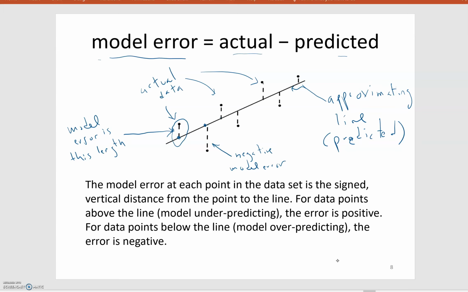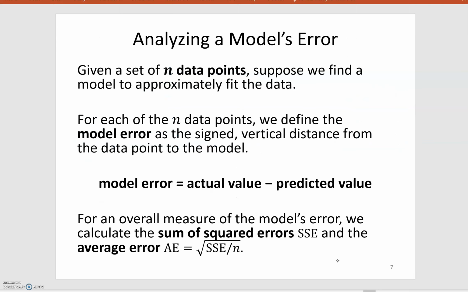And we would call this an over prediction because the actual value is smaller than the predicted value right here. Okay. So we have all these different model errors. This one under predicts, over predicts, under, over, under, and so forth. So we have a bunch of model errors, and what we want to do is try to make all of those model errors small.